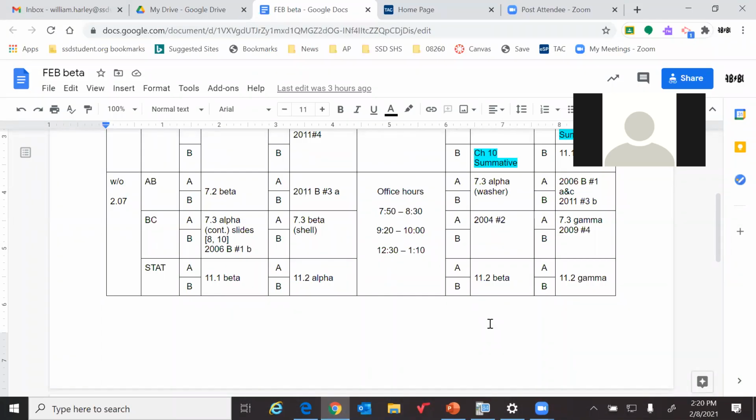If you are here, 11-2, alpha, beta, gamma, the rest of the week, they would be the chi-square test that you would do in AP Bio.